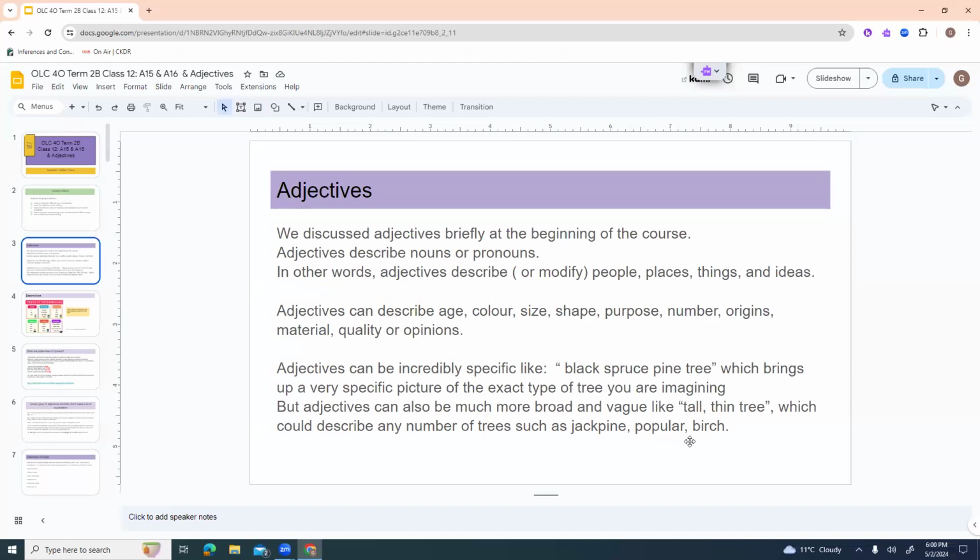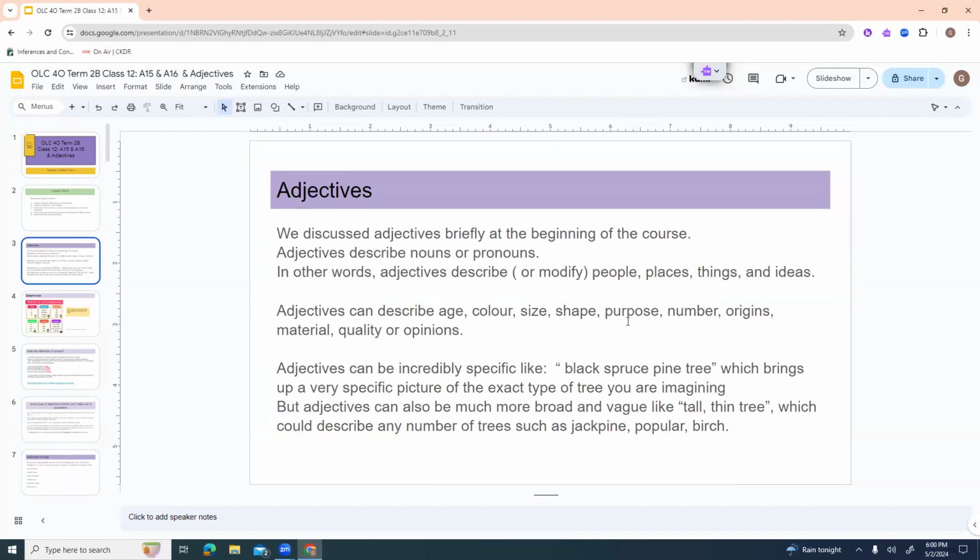Okay. We discussed adjectives briefly at the beginning of the course. Adjectives describe either nouns or pronouns. In other words, they describe or modify people, places, things, or ideas. Adjectives can be used to describe age, color, size, shape, purpose, number, origins, material, quality, or opinions.